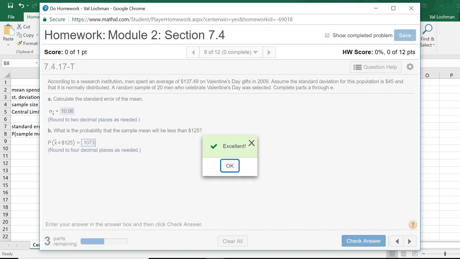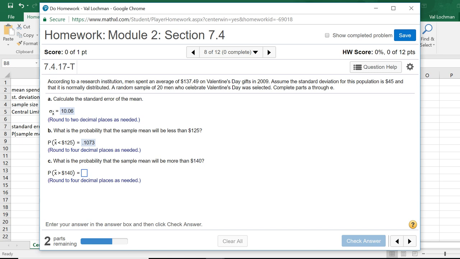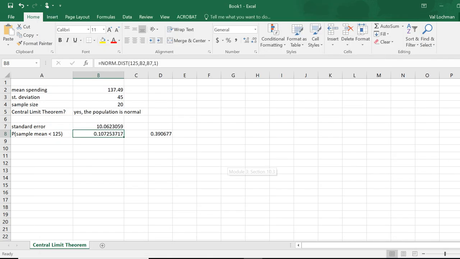1073. Let's check. This is right. Okay. We keep going. What is the probability that the sample mean will be more than 140? Okay. We've done a problem like that before. So probability that sample mean is more than 140.